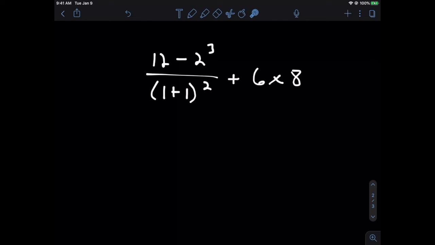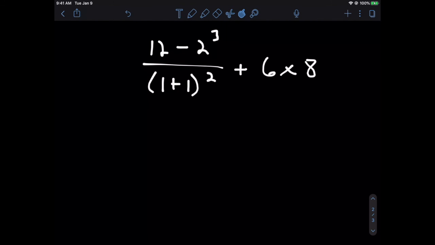We have a fraction here, and fractions represent division, top divided by bottom. So we have to take care of the top as if it was its own problem, the bottom as if it was its own problem, and then we combine them together as division, top divided by bottom. We also have to worry about this 6 times 8 over here, and then at the end of the day, we'll put it all together. So we have our strategy.